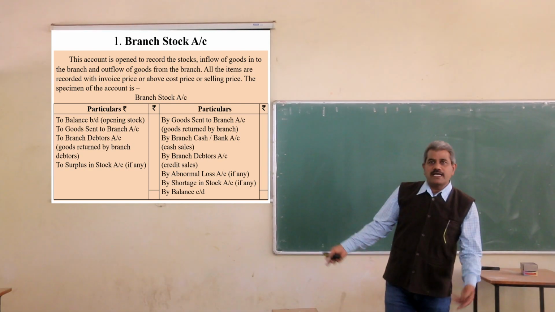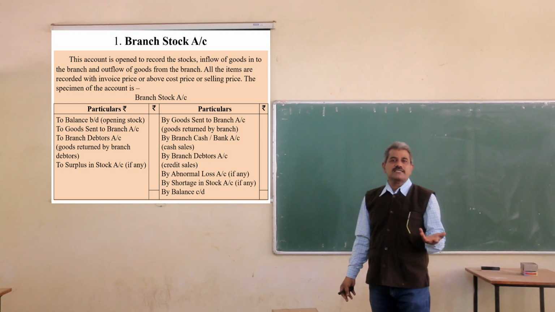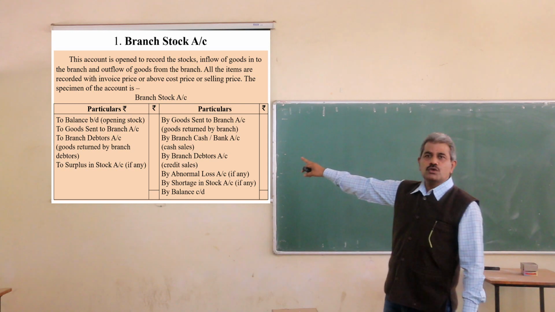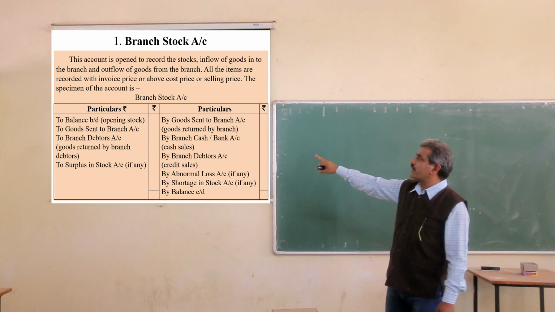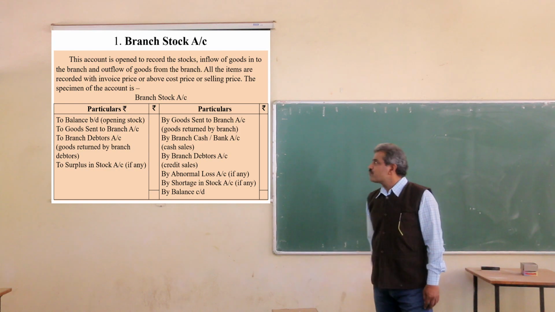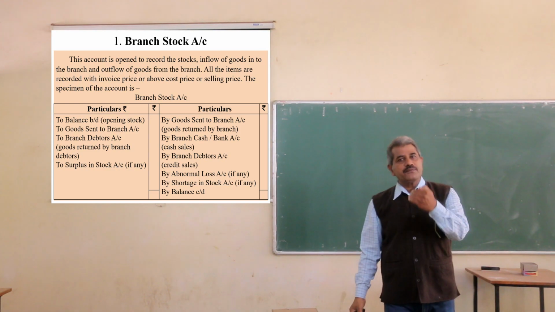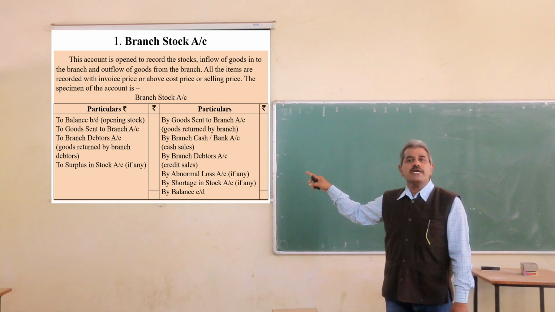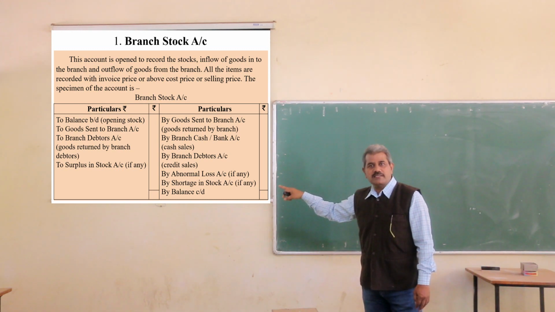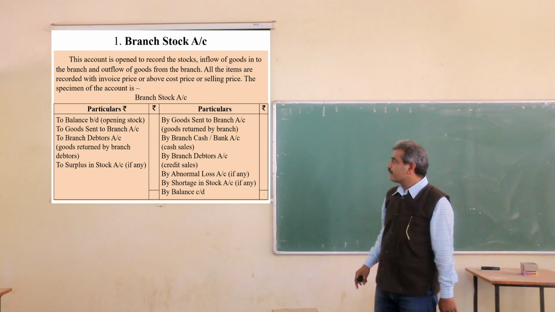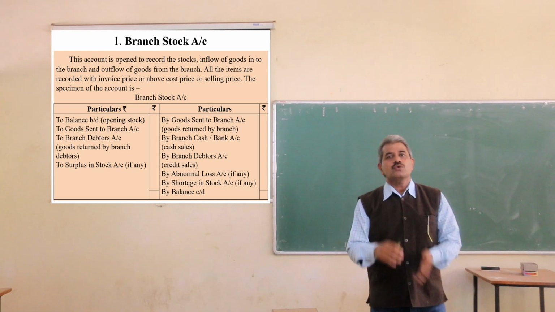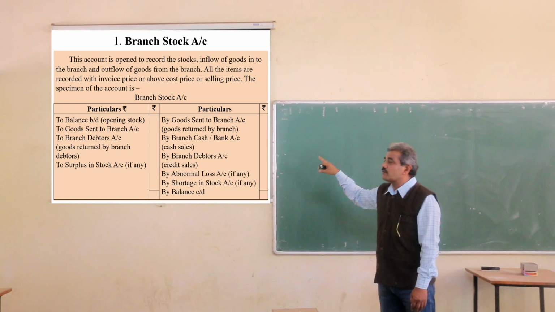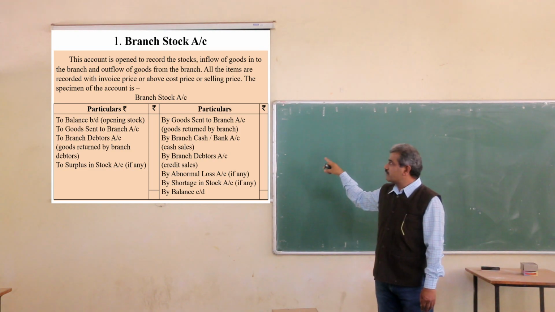Opening balance will be debited as usual because it is an asset. All assets have debit balances, so the balance of branch stock will be shown on the debit side. Then the goods sent to branch account, then the branch debtors account. If the goods are returned by the branch, such return should be debited to the branch stock account as goods received. And if there is any surplus, to the credit side we record goods sent to the branch account, that is goods returned by the branch.